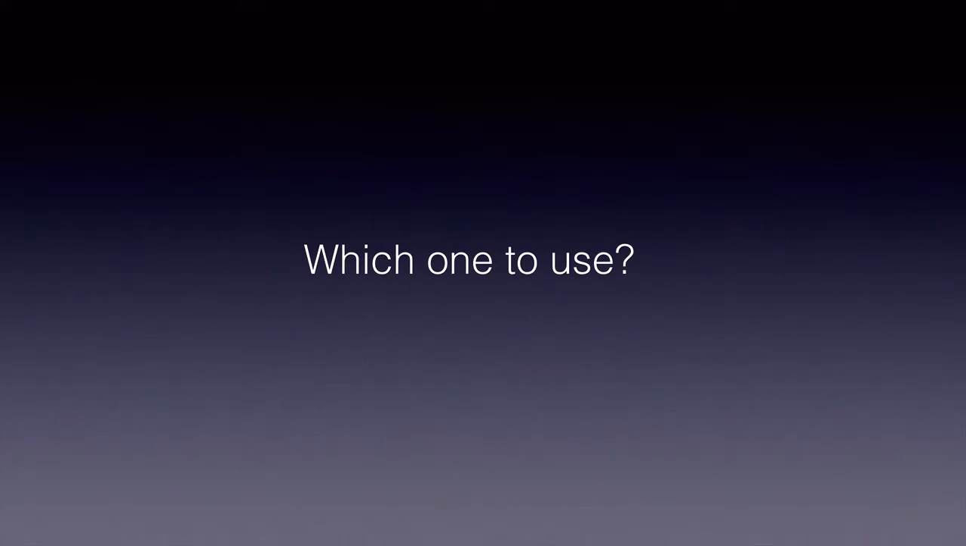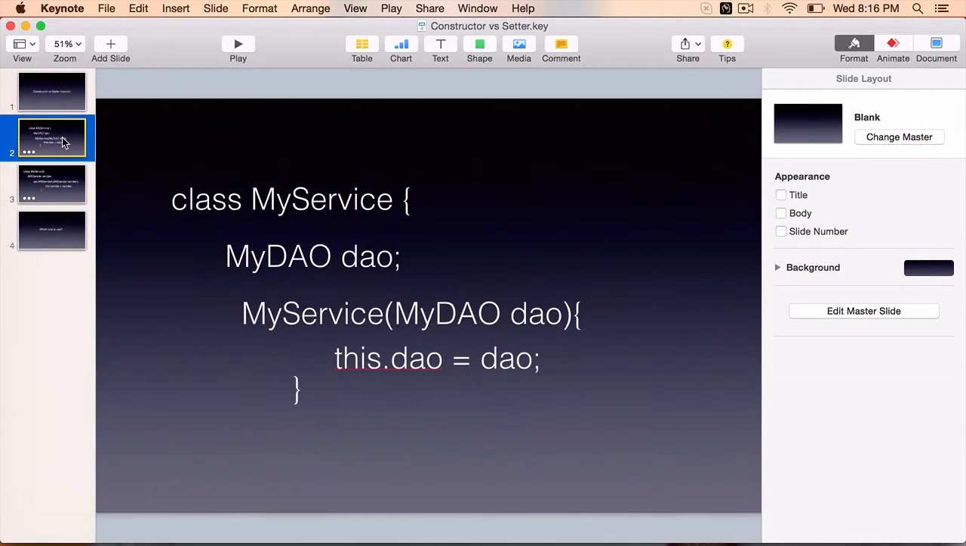The important question: which one to use, constructor or setter injection? Use constructor injection when the dependencies you want to inject are mandatory. That is, if the service cannot function without those dependencies, then inject them through the constructor. All the mandatory, compulsory dependencies should be injected through the constructor so that by the time that service does whatever it has to do, it has all the dependencies on it.